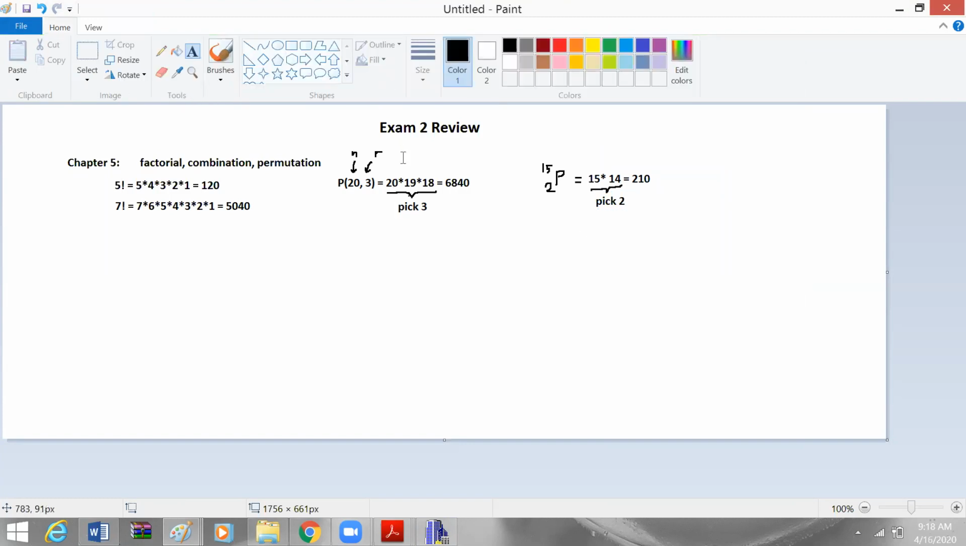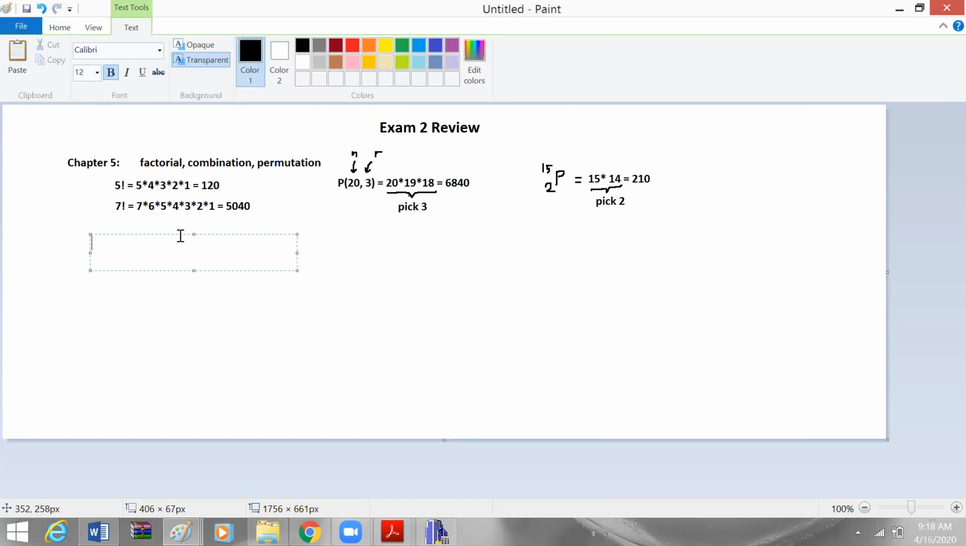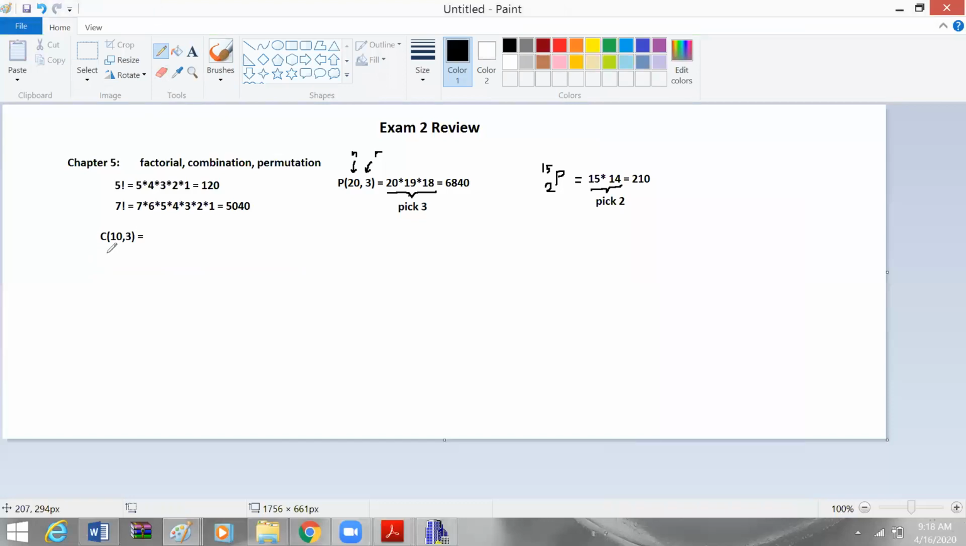So this is what we have for the permutation. The combination will be slightly harder from what we learned, and we use the C to represent the combinations. Okay, so for the combination we have a C, open the parenthesis. For example, we pick 10, pick 3, which is different, right? So in this case, the n is 10. The r is 3.